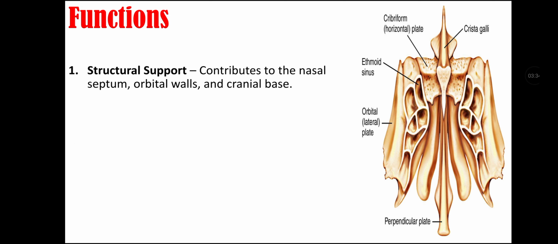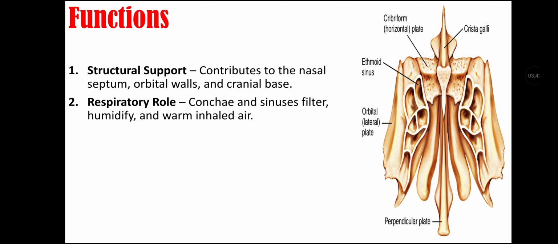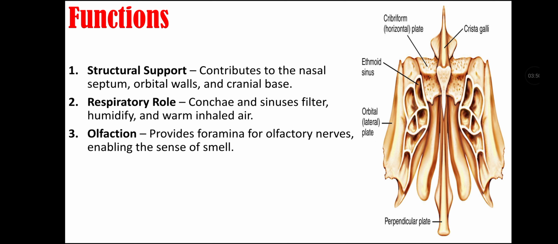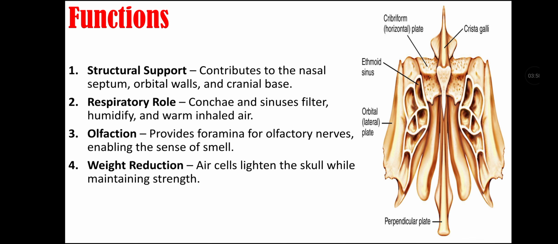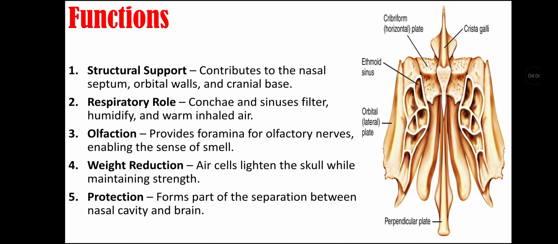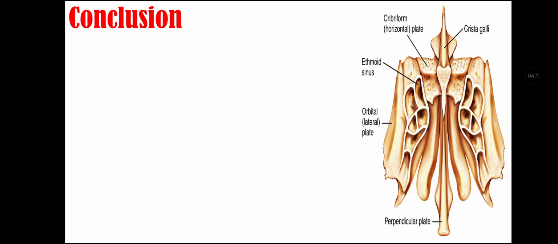Functions of ethmoid bone. First is structural, as this bone contributes to nasal septum, orbital walls, and cranial base. Second function is its respiratory role, as this bone contains conchae and sinuses that filter, humidify, and warm inhaled air. Third function is olfaction, as this bone provides foramina for olfactory nerves, thus enabling sense of smell. Fourth function of ethmoid bone is weight reduction, as air cells in this lighten the skull while maintaining the strength. Fifth function of ethmoid bone is protection, as this bone forms part of separation between nasal cavity and brain.